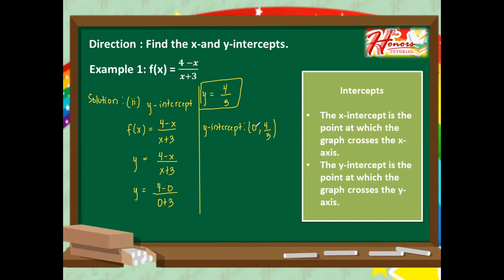Why is it 0 and 4 over 3 in our coordinates? It is because the first number is x and the second number is y. So to get the y-intercept, we set x to 0, and then for y, we solve it, and we get 4 over 3 for y. So this is our final answer. Y-intercept is equal to 0 and 4 over 3.